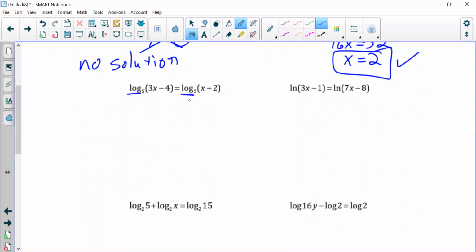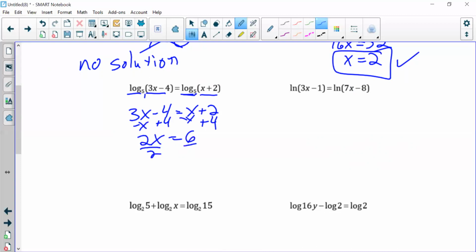So now we can set the stuff equal to each other if our bases are the same. Notice I've got a base of 5 on this side, a base of 5 on this side. So let's set the y values equal to each other. So 3x minus 4 equals x plus 2. And then let's solve for x. I can subtract x from both sides, and then let's add 4 to both sides. In algebra 2, you can handle doing 2 steps at once, right? So that leaves me with 2x equals 6.